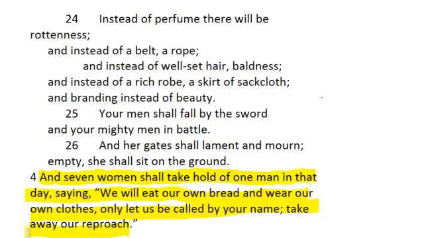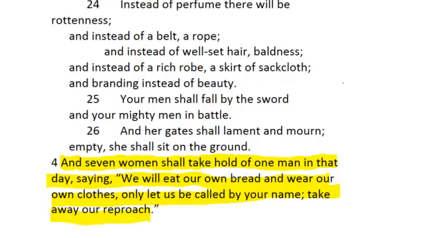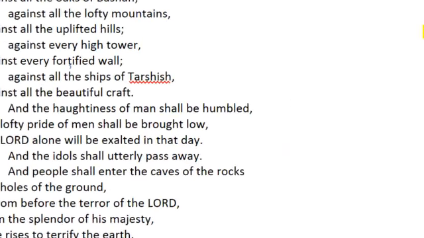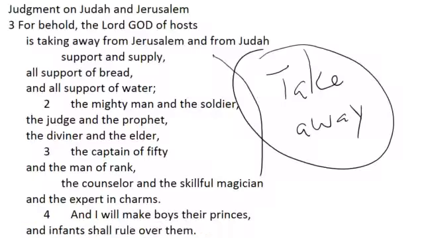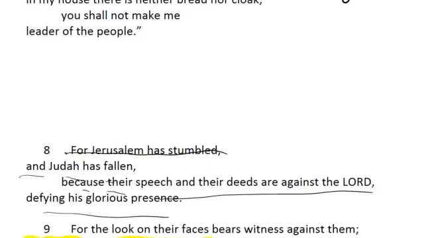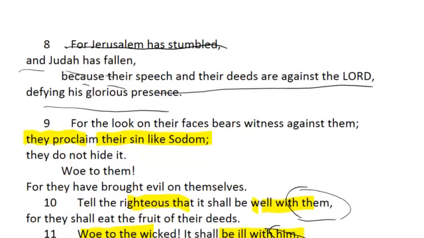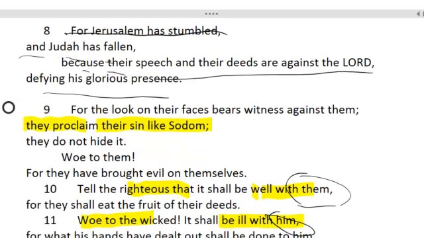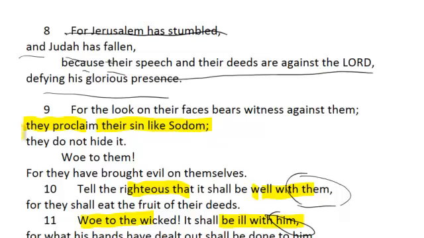So we've now seen those two things, and when you read them, because they're not in direct order the way we're looking at them now, it's a little confusing. But that's the way this piece fits together. And now, as we look at the final section, this is the center of the chiasm. "For Jerusalem has stumbled and Judah has fallen, because their speech and their deeds are against the Lord, defying his glorious presence."